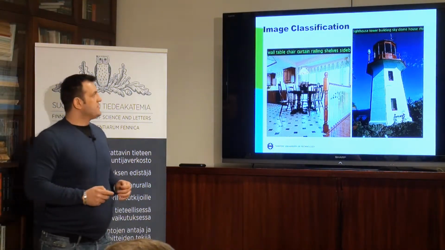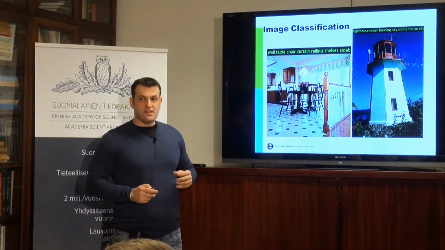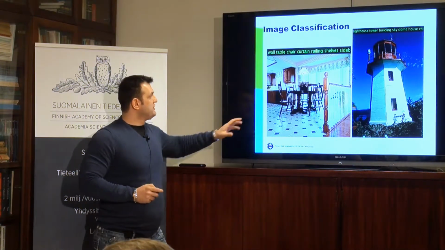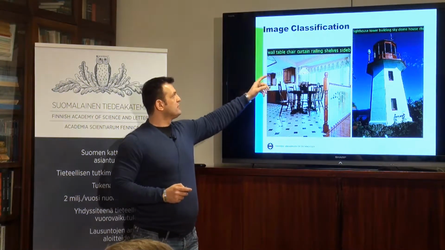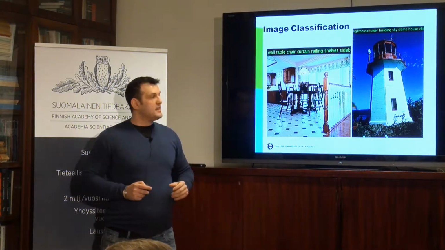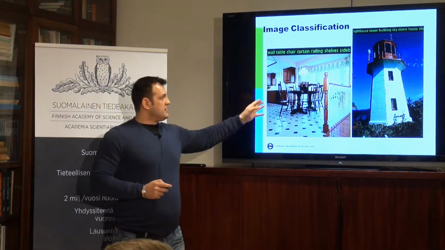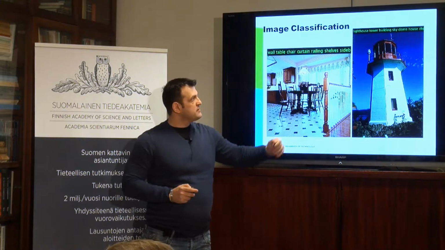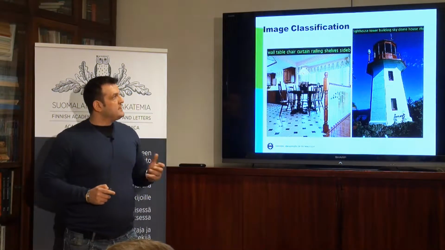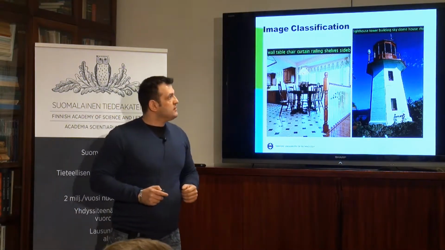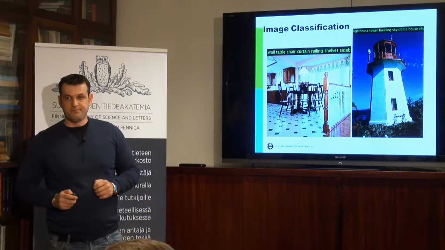Here we can see an example of image classification where this scene has been classified to wall, table, chair, curtain, railing, shelves, and other. Or here, the next image has been classified to lighthouse, tower, building, sky, dome, house, etc.